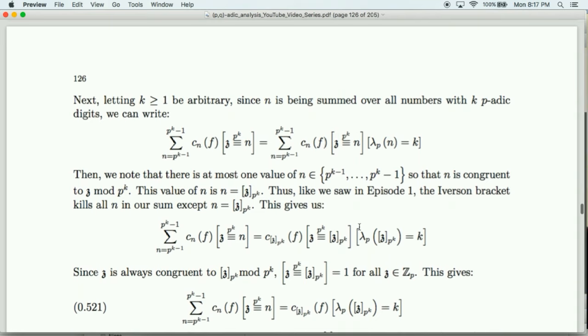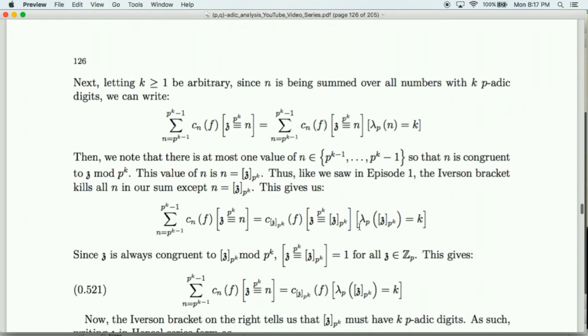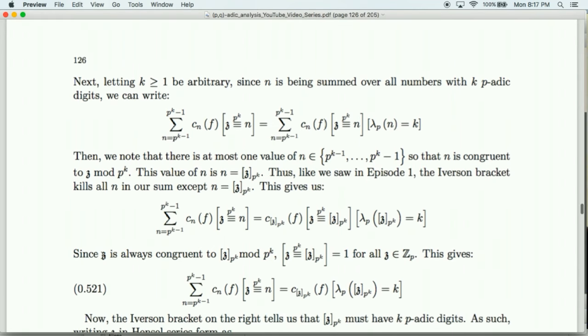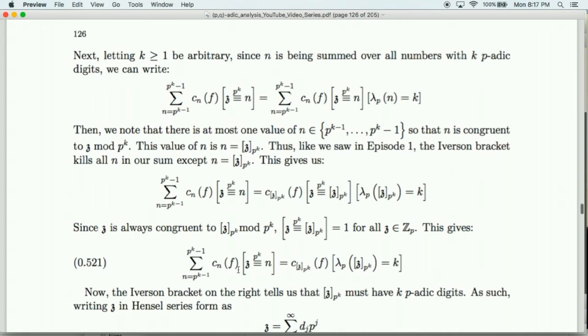And this, again, we're just shutting up and computing. We're doing the things and seeing what happens. Note, z is a p-adic integer, and this is the number in between 0 and p^k minus 1 we get when we project z mod p^k. So z is always going to be congruent to this integer mod p^k. Because of that, this bracket always evaluates to 1. So that gets us this.